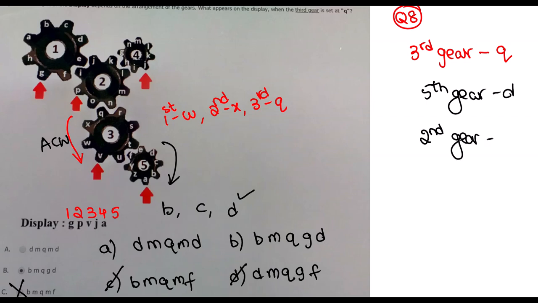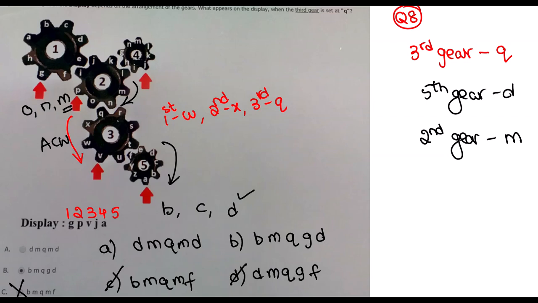Second gear, see, this is clockwise, anti-clockwise. When this is anti-clockwise, 2 will be clockwise. 2 will move in clockwise. So, P after O, N, M. Second gear must be M. Second one M, that's what you can at least observe. In every option, the second one is M only.